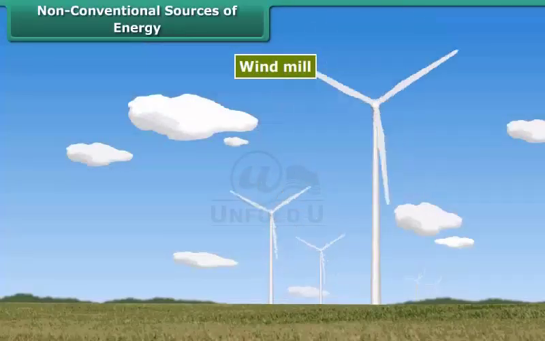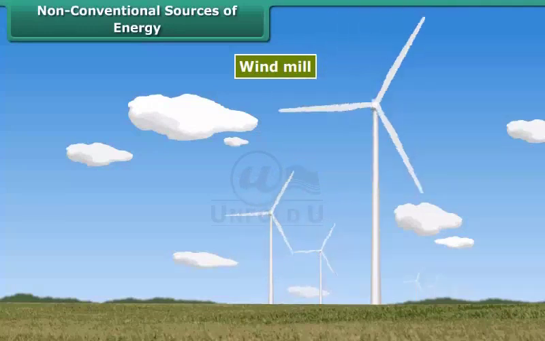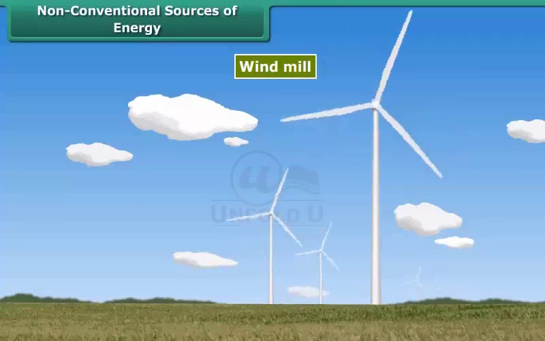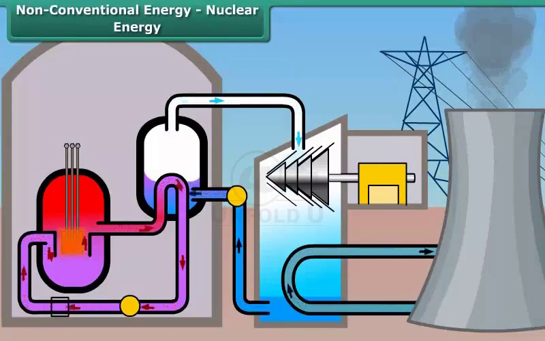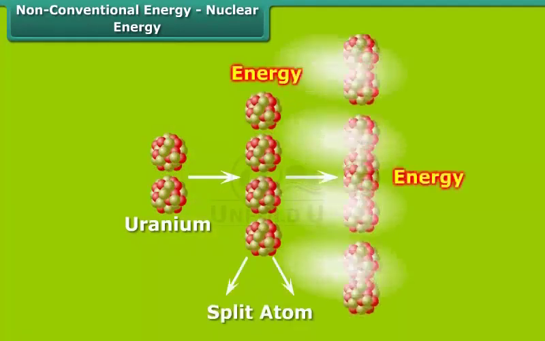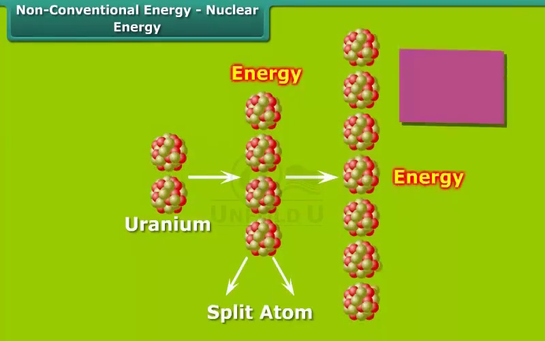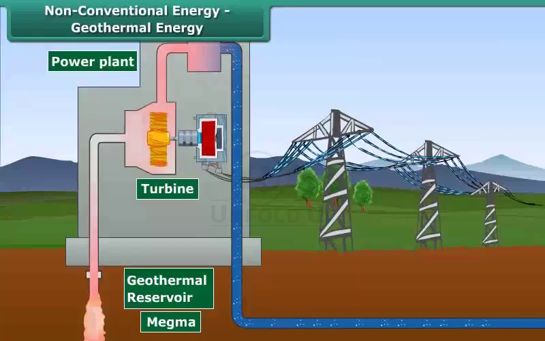Do you know even wind can also help in generating electricity? The high-speed winds rotate the windmill, which is connected to a generator to produce electricity. Non-conventional energy. Nuclear energy. Nuclear energy is the energy that is stored in the nucleus or center core of an atom like uranium and thorium. These fuels undergo nuclear fission in nuclear reactors and emit power.